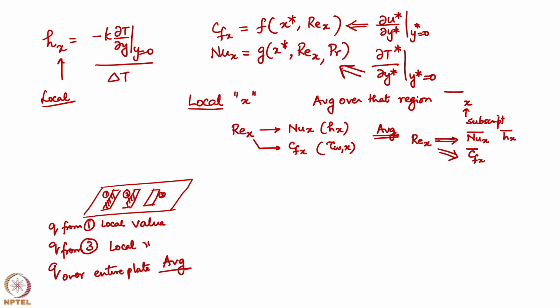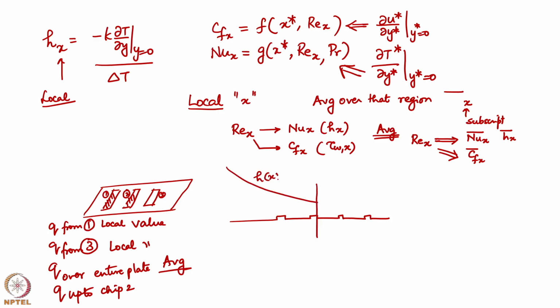is an average value. What is the Q up to chip 2? That means it includes 1 as well as 2 from this region. So this is your chip 1, chip 2, chip 3, whatever. I want the heat transfer till this location. This is the variation of h with respect to x. It's going to be an average quantity over this region. Local means subscript, average means over bar. This I think you have to keep in mind. This would have been taught in fluid mechanics, but the same concept is re-emphasized in heat transfer.